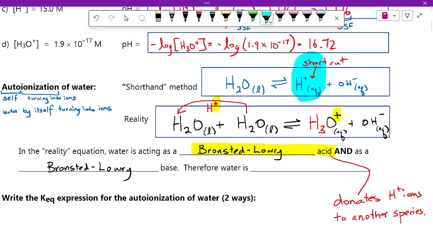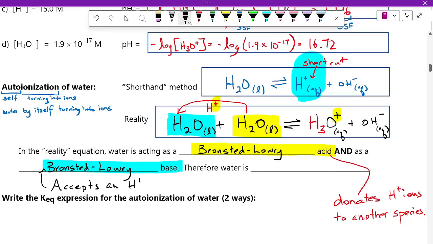We also have the Bronsted-Lowry base. And the Bronsted-Lowry base, that's going to be, actually, sorry, you got that wrong. Our Bronsted-Lowry acid is the one that gives away the proton. And the Bronsted-Lowry base is the one that, what does it do with the proton? It doesn't give it away, it receives it. So we actually say a proton acceptor. Okay, a Bronsted-Lowry base accepts an H plus ion from another species.